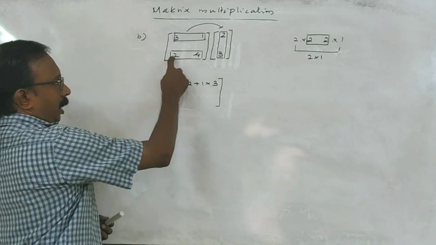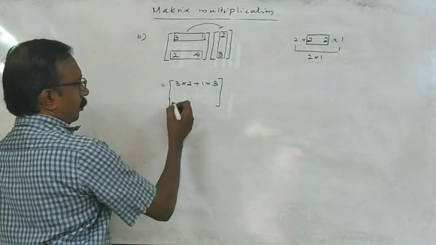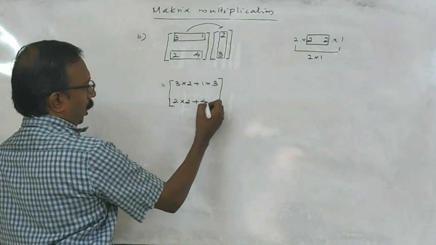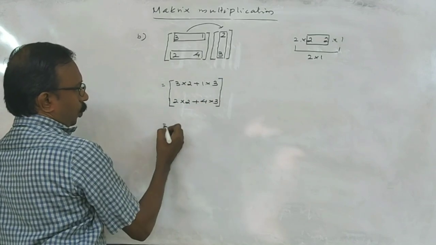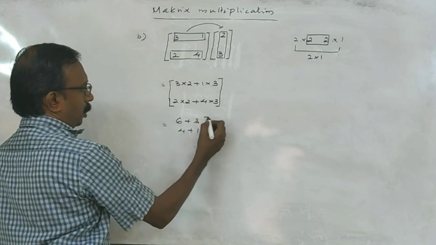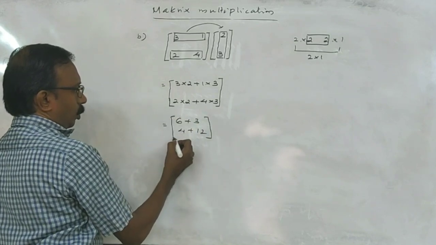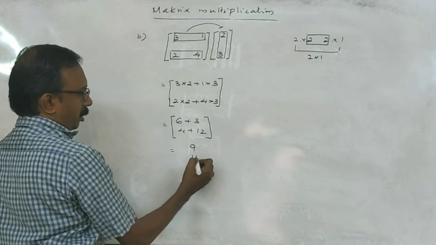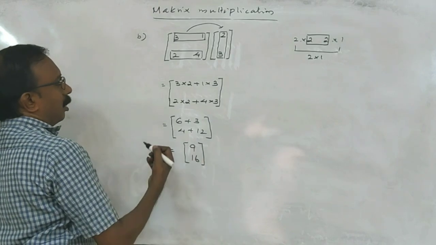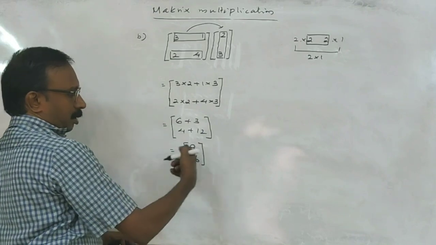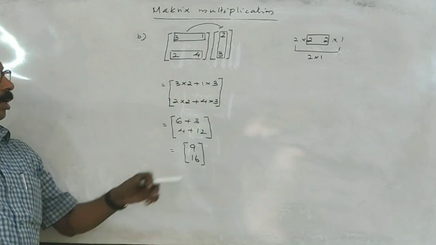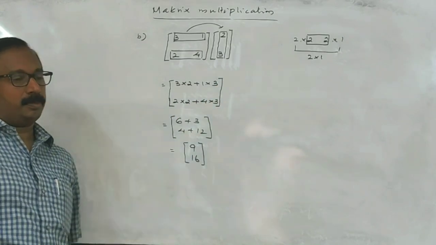The second element is again 2 into 2 plus 4 into 3. So 6 plus 3, 4 plus 12. So the matrix is 9, 16. This matrix is of order 2 by 1. It has 2 rows and 1 column, isn't it?